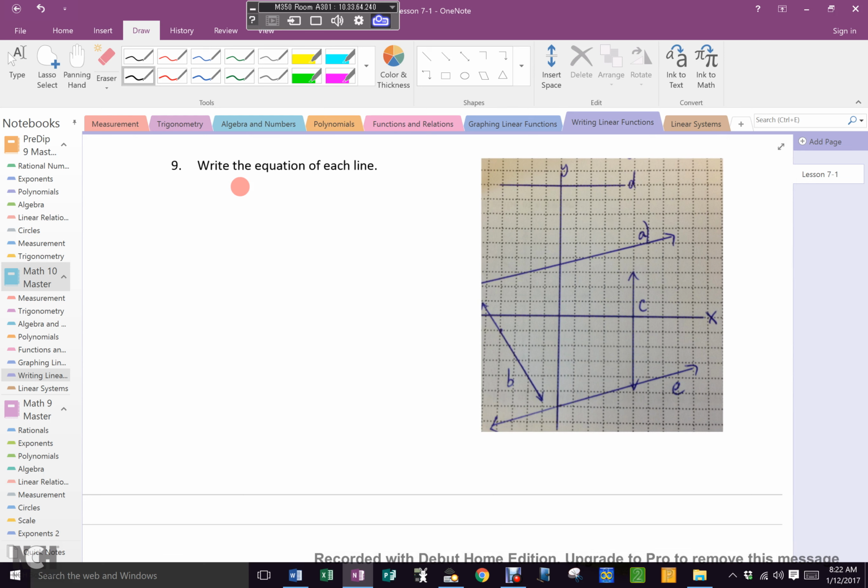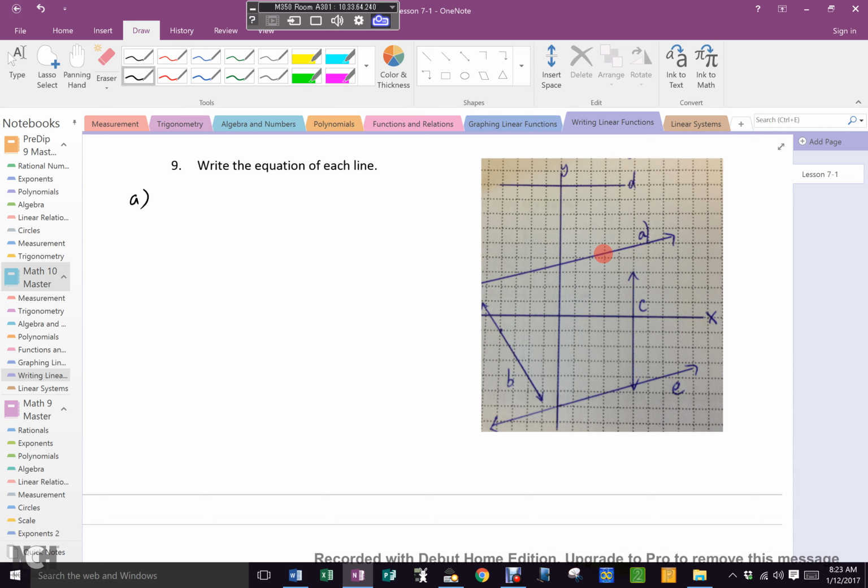Okay. Write the equation of each line. So A, B, C, D, and E. A. Right here. How are you going to write an equation of a line that's on a graph? What are the two of the four forms that are really good for this exercise? Which two? General form, standard form, point slope form, or slope intercept form? Slope intercept and point slope.